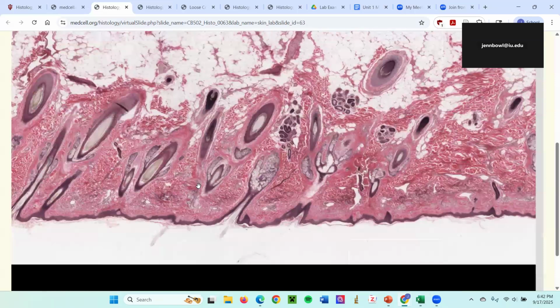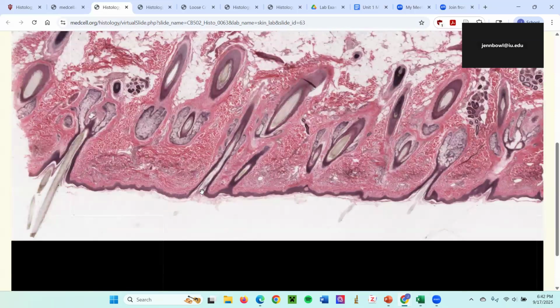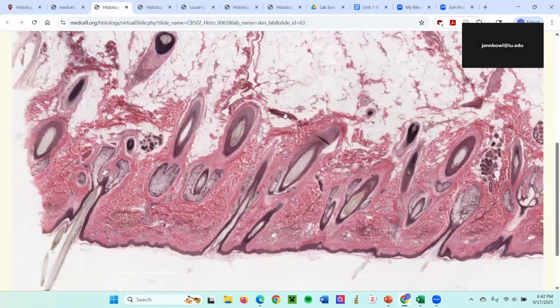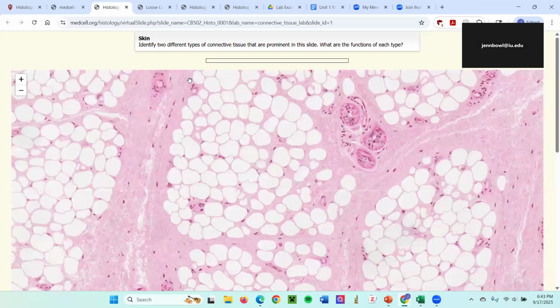Just because we don't have the shaft sticking out on the surface doesn't mean that we don't have a follicle or a sebaceous gland. So that's the main thing for skin. And then the last thing I want to cover from an organ system perspective would be bone.